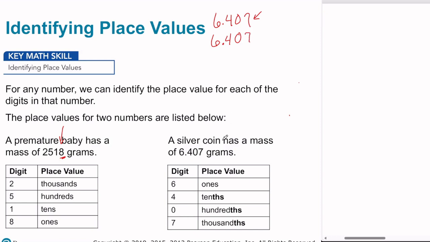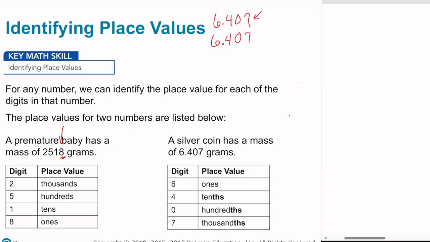Next, we have 7 in the thousandths place because we have 7 thousandths of a gram. That's part of a gram. So we would need 1,000 of those parts to make up a whole gram.